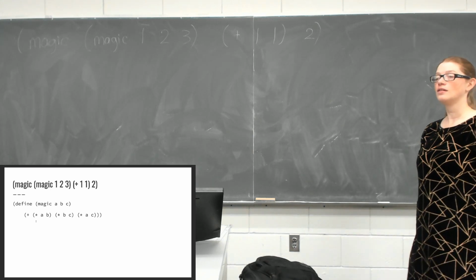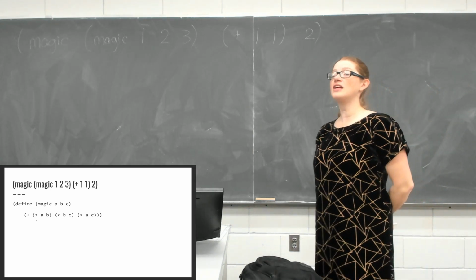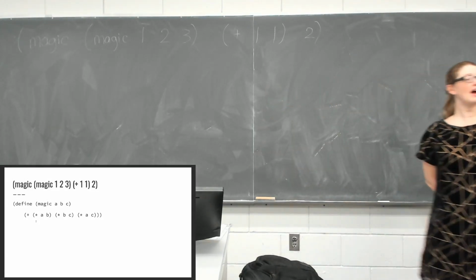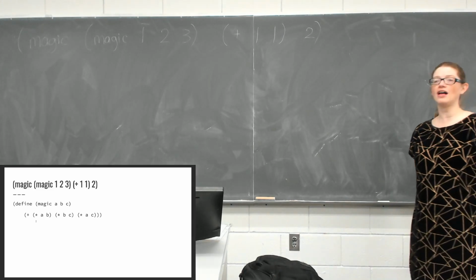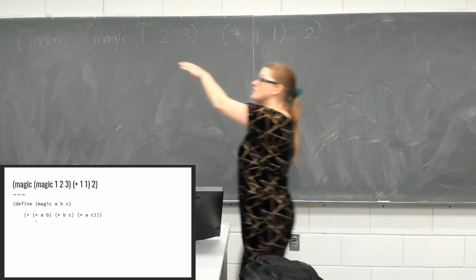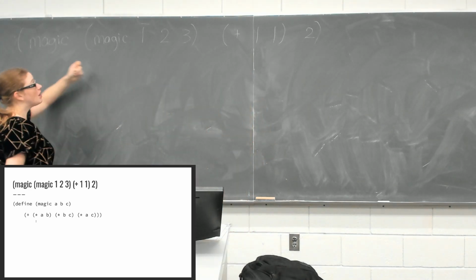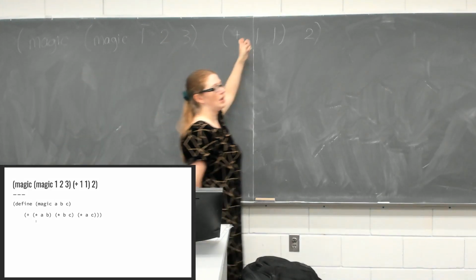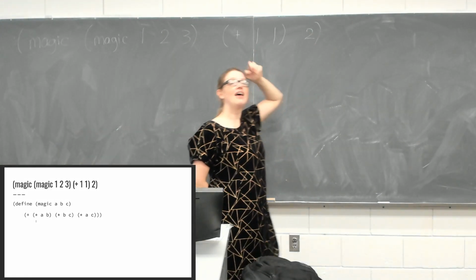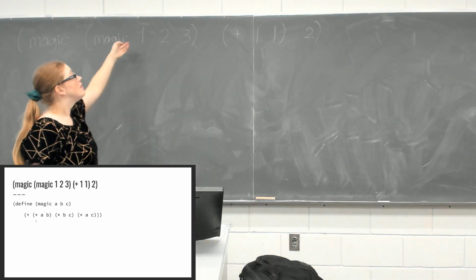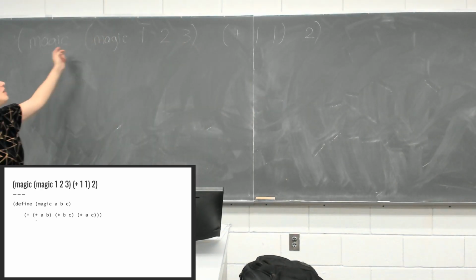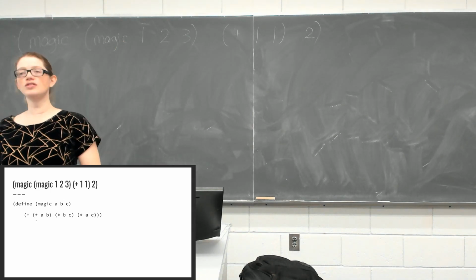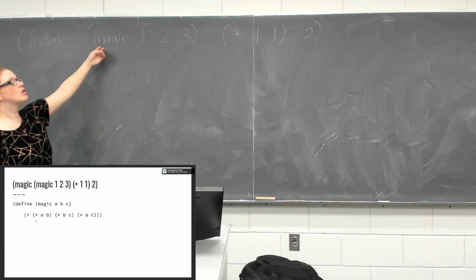Find magic 1, 2, 3. So we would first evaluate the argument magic 1, 2, 3. That is the answer. Functions in Racket can only be applied to values. And if you look at this function magic here, it's applied to a function call, an expression, and a value. So we're actually going to have to simplify the arguments before we can apply magic. So we're going to always look at the leftmost innermost to evaluate first. And that one is going to be this call here.